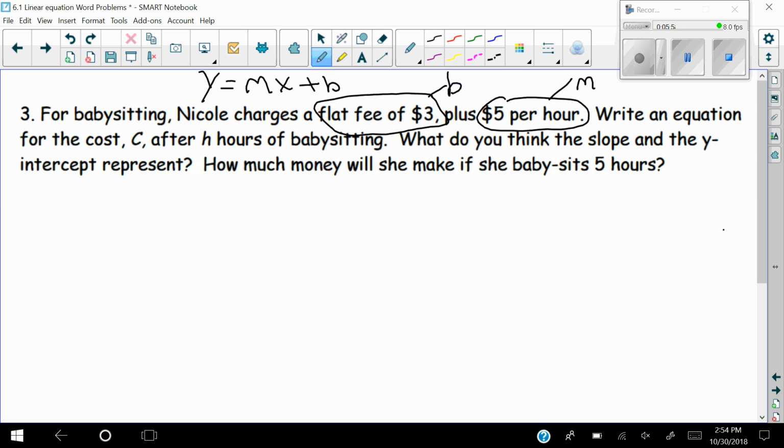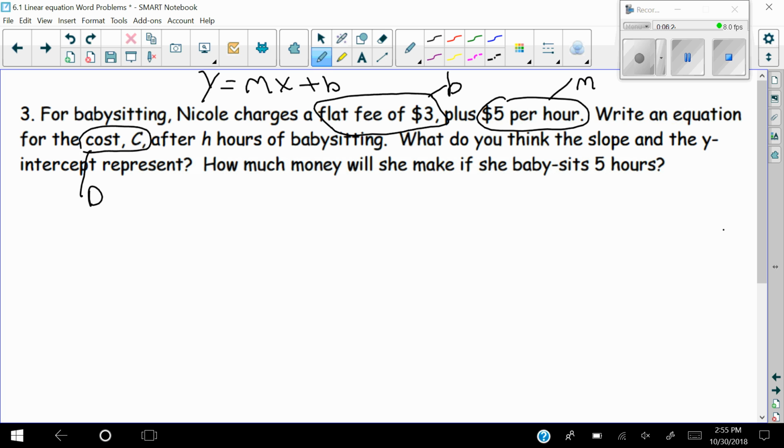All right. Now we just got to find our independent and dependent and label those for our X and our Y. Write the equation for the cost after the hours of babysitting. So you don't know the cost until you know the hours of babysitting. So the cost here, C, is going to be our dependent.